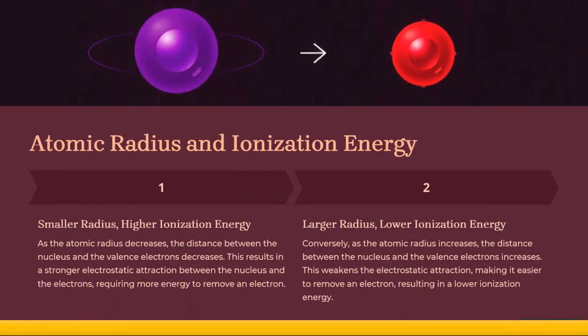Let's start with atomic radius. This is the distance between the nucleus of an atom and its outermost electrons. In smaller atoms, like fluorine, the electrons are held closer to the nucleus. This creates a stronger pull, making it harder to remove an electron. As a result, these atoms have high ionization energy. Now, as the atomic radius increases, like in larger atoms such as cesium, the outermost electrons are much farther from the nucleus. This weakens the pull from the nucleus, making it easier to remove an electron. That's why elements with large atomic radii have lower ionization energy.